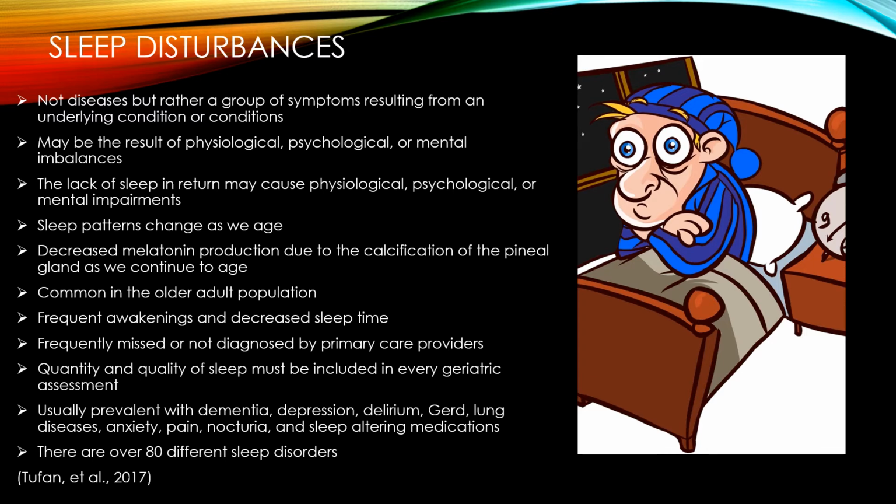Sleep patterns do change as we grow older. We have a decreased production of melatonin, and this is very common in the older adult population. Frequent awakenings and decreased sleep time are usually attributed to old age. However, for this reason, many sleep disturbance problems are missed or underdiagnosed by primary care providers. So the quantity and quality of sleep for our patients should be included in every geriatric assessment.